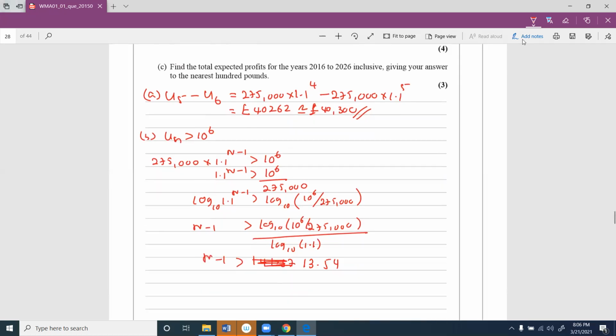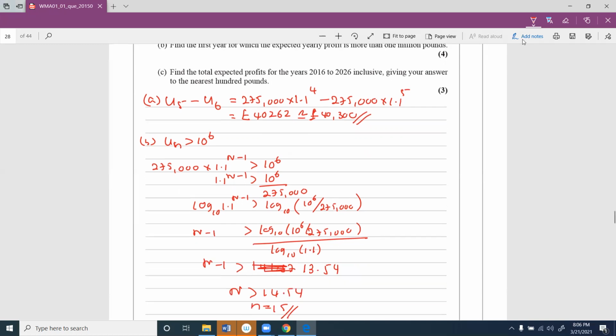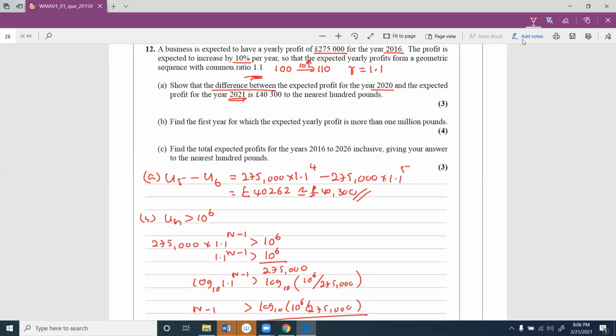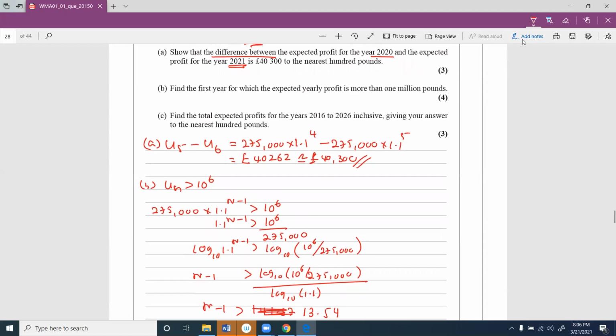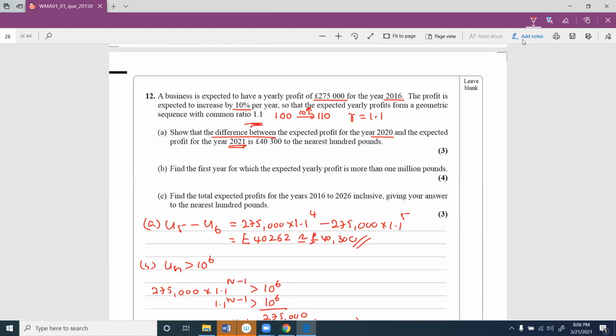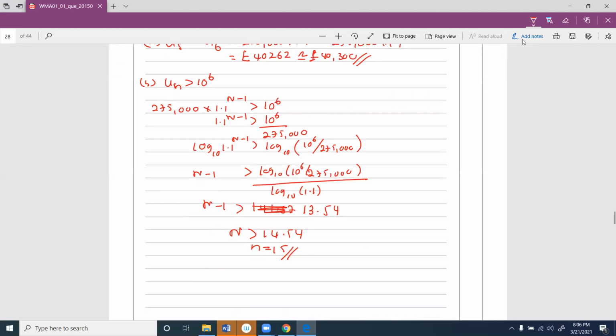Then what we can understand is that n is greater than 14.54. So therefore, n is equal to 15. At the 15th term only, or the 15th year only, this happens. Find the first year. So it's starting from 2016, that is 15 years gone means 2031, sorry, that is the answer for that.